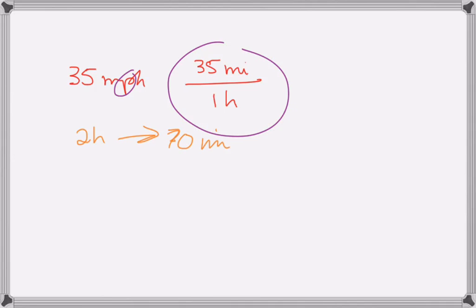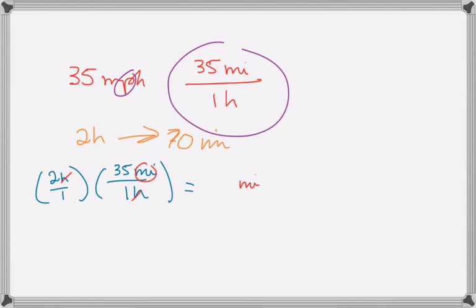You guys basically took your 2 hours, you put it over 1, and then you multiplied by how fast you were going. Just straight up, not the flip or anything. 35 miles per 1 hour. And it goes back to what we were talking about earlier about factor label. So do you see how the hours cancel? Okay, and you're left with units of miles. And so the units are miles, and you guys took 35 times 2 and got 70.